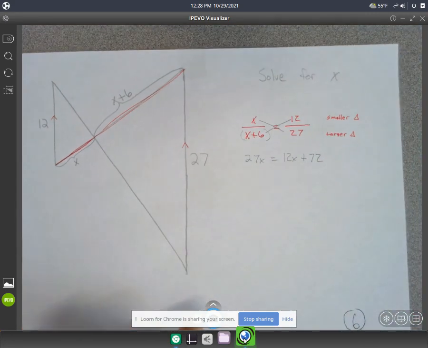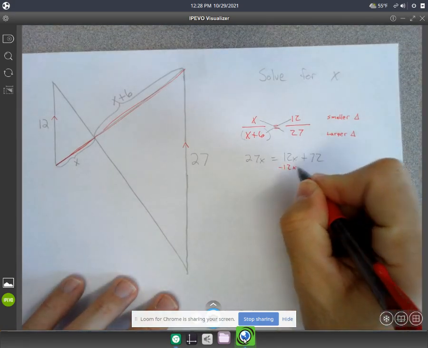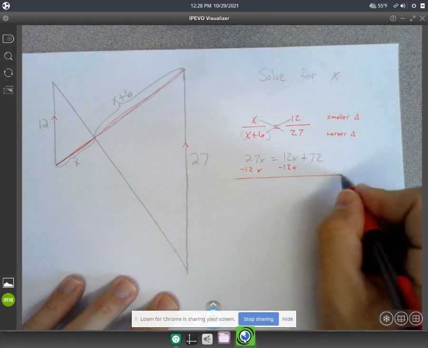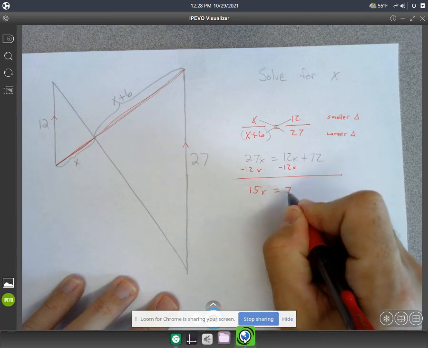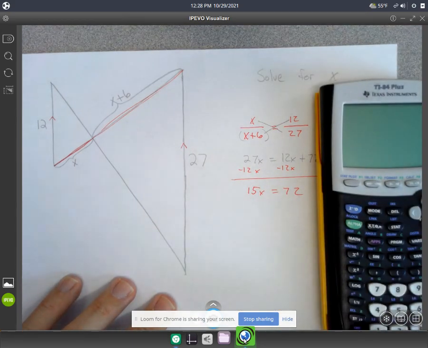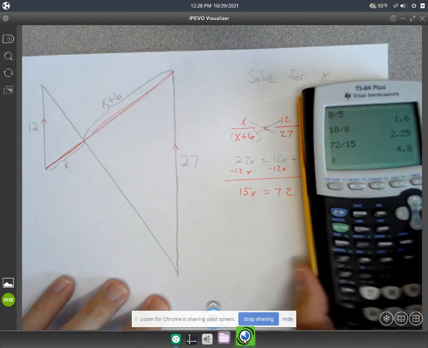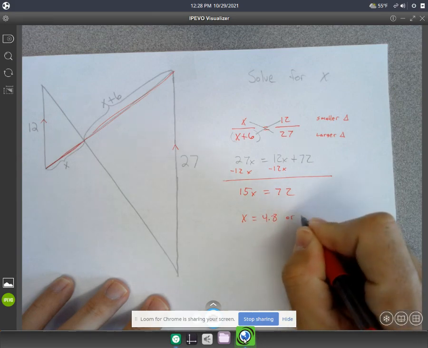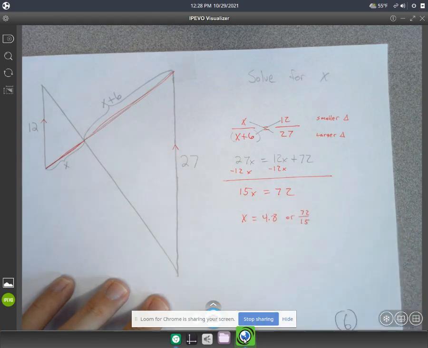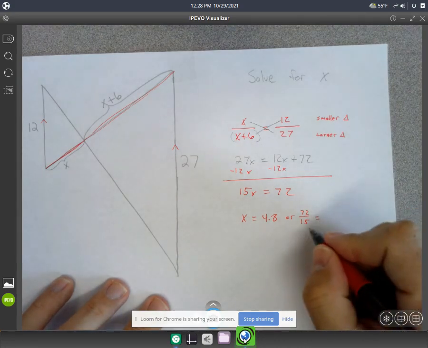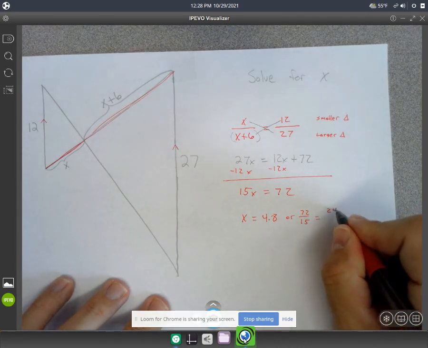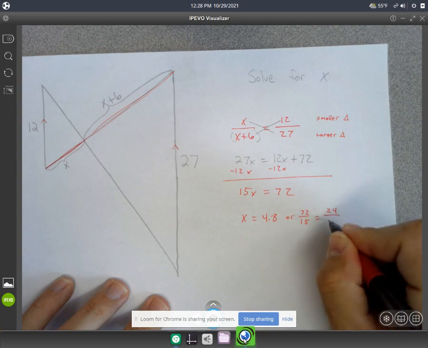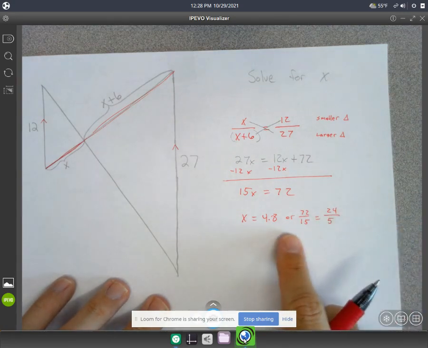To solve it, just move your 12x over to the left side. You'll get 15x equals 72. And then I need to divide by 15. 72 divided by 15 is 4.8. So x is equal to 4.8, or 72 over 15. If I divided by 3, that would be 24 over 5. Either one of those is good for your answer.